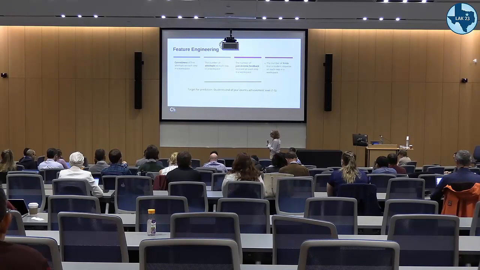And then the target for the prediction were the students' achievement level on their end-of-year ELA scores. And this was between 1 and 5, where 1 and 2 were a failing score, and 3 through 5 were a passing score.